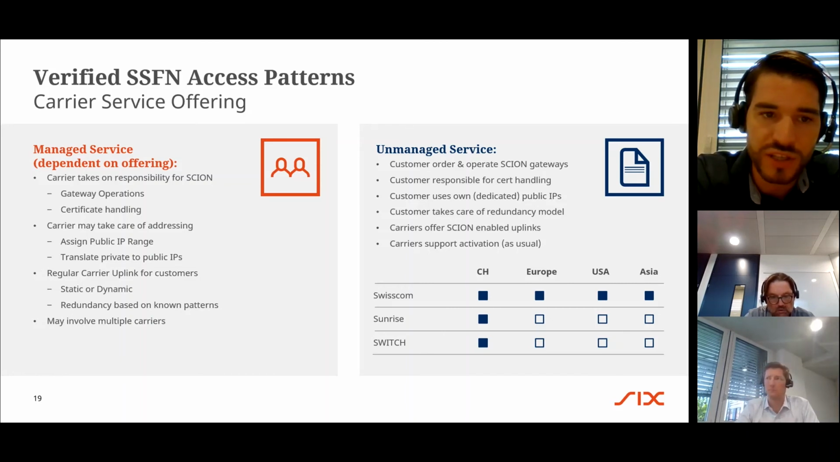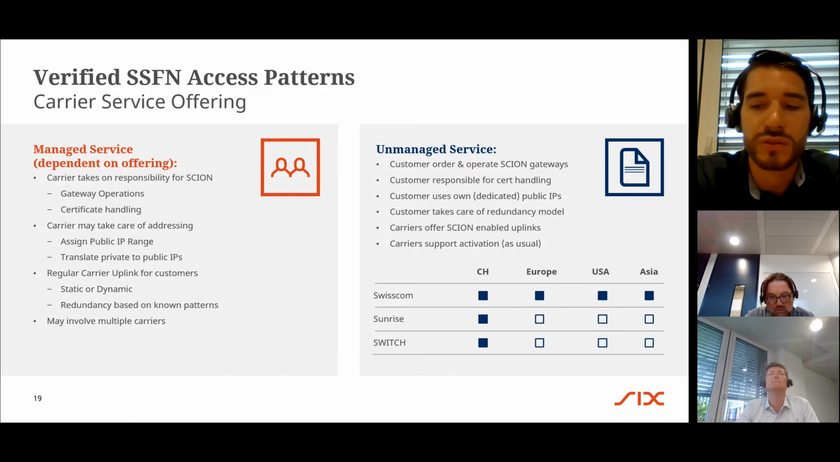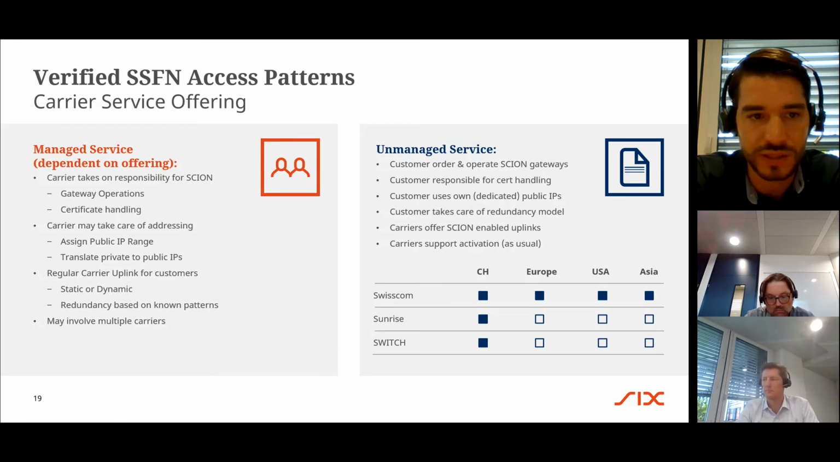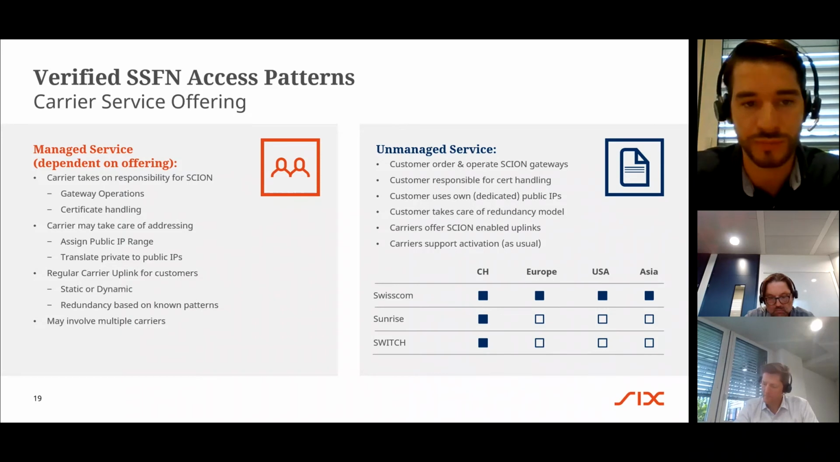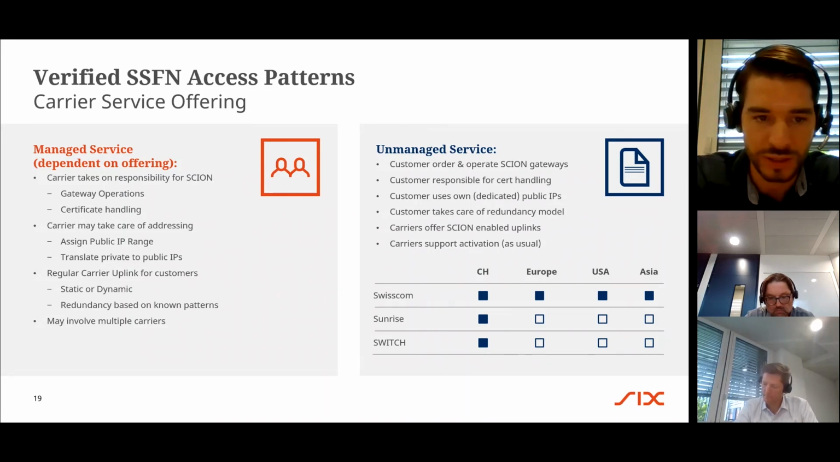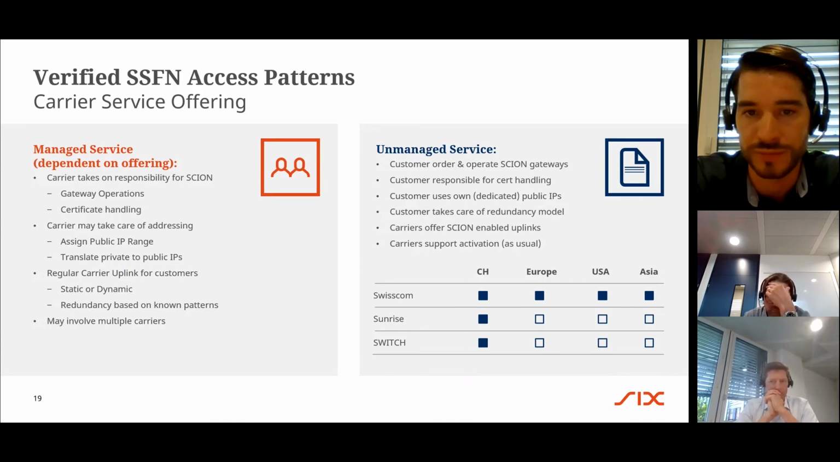And what is a bit special is that the carriers also have offers to incorporate multiple carriers. That's a bit special. Usually one carrier only works on his own lines. With SSFN, they, for the first time, offered to operate gateways also for connections that are not in their responsibility.